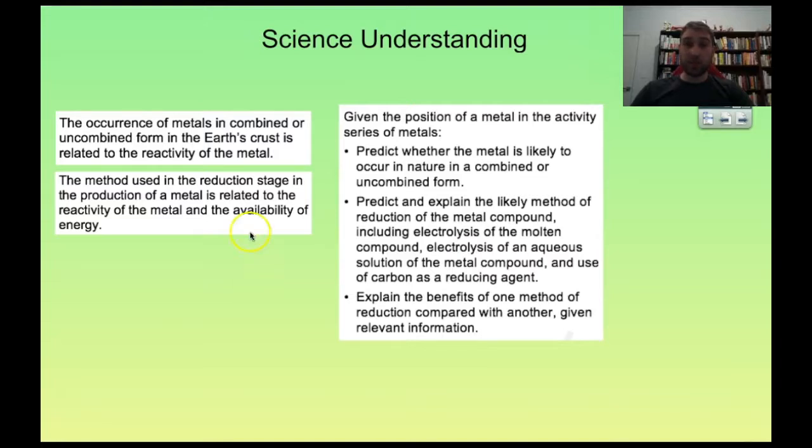So the science understandings we're going to look at: the occurrence of metals in combined or uncombined form in the Earth's crust is related to the reactivity of the metal. The method used for the reduction stage of the production of a metal is related to the reactivity of the metal and the availability of energy. And given the position of a metal in the activity series, predict whether the metal is likely to occur combined or uncombined in nature. Predict and explain the likely method of reduction of the metal compound. And explain the benefits of one method of reduction compared to another given sufficient information.